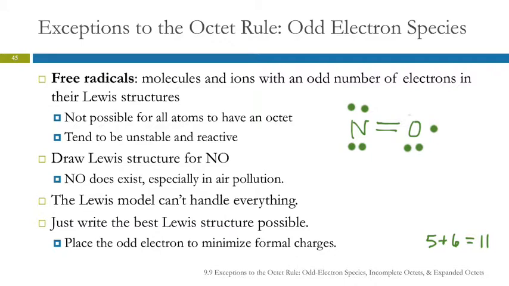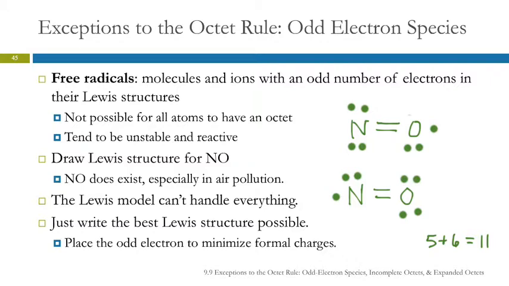So we could also write this another way, where we give oxygen an octet and the nitrogen's got 7. Right? If we make a triple bond, we're going to end up with one of them having more than 8 electrons, and that's not going to be good. So the Lewis model can't handle everything. It can't handle free radicals with odd numbers of electrons. NO does exist, especially in air pollution. It's very reactive, and so it does bad stuff, but it does exist. So how do we choose between these two?